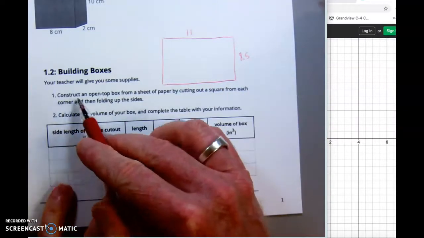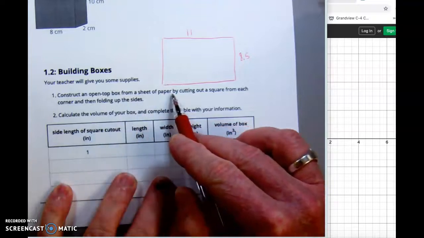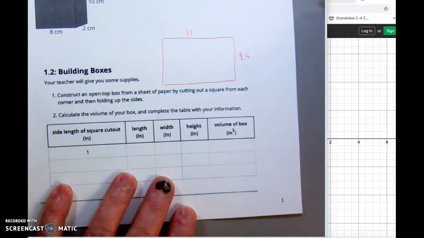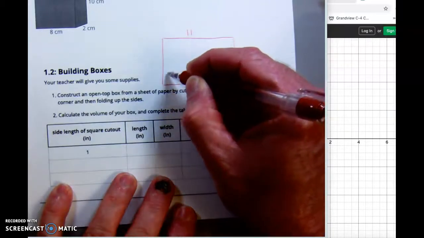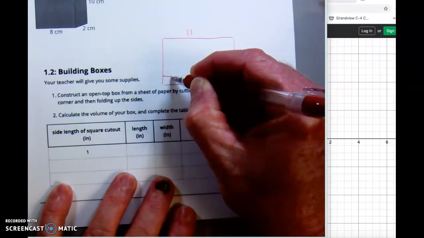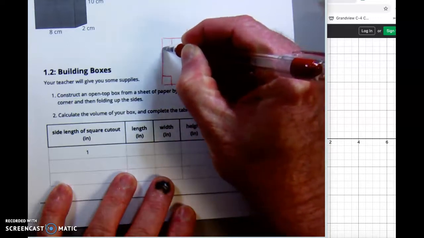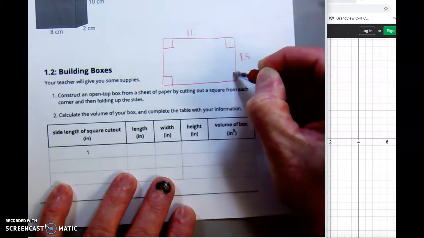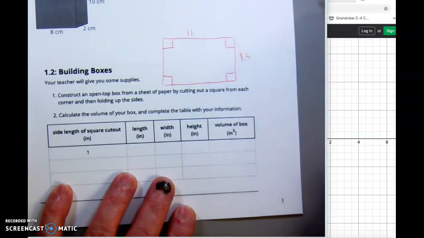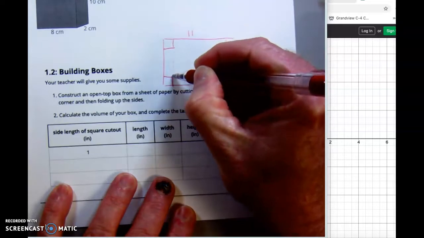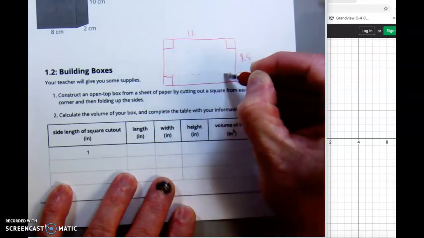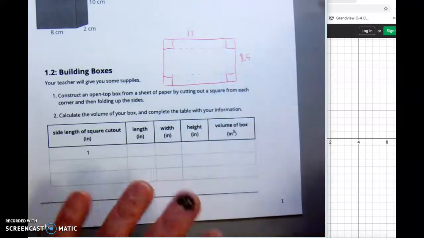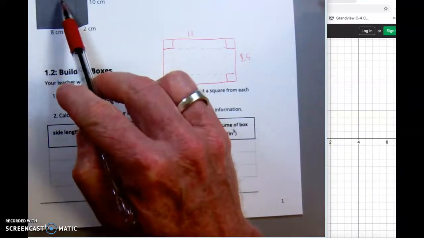We're going to construct an open top box from the sheet of paper by cutting out a square from each corner and then folding the sides up. So we're going to cut a square out of each corner, just like that, and then fold on these dotted lines here. And it'll make a box that looks sort of like the one we had up here in the beginning.